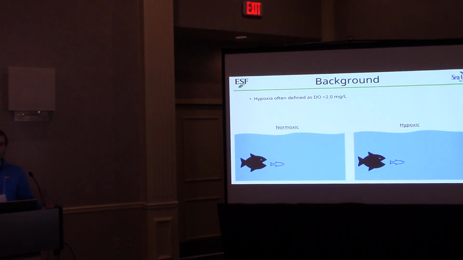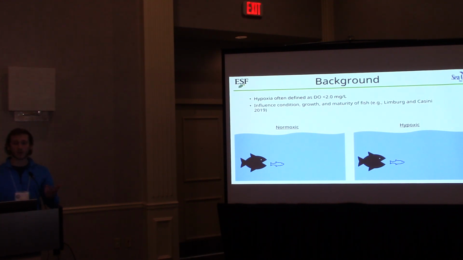Hypoxia is a state of low dissolved oxygen in aquatic systems, commonly defined as less than 2.0 milligrams per liter, and it's increasing in both intensity and duration across the globe. It can affect a number of things, including influencing growth, condition, maturity of fish, but also other things in the natural environment like shifting predator-prey interactions and things like habitat use.